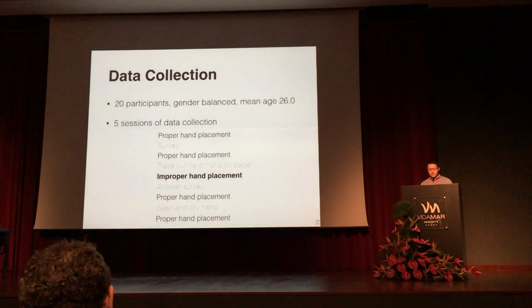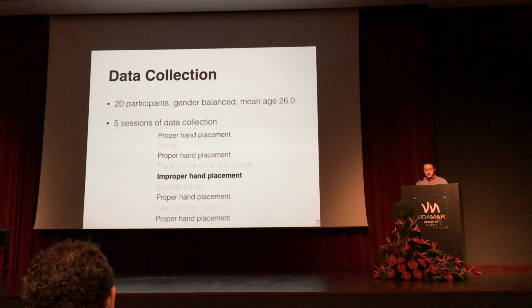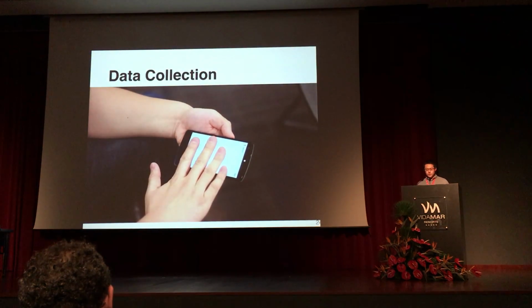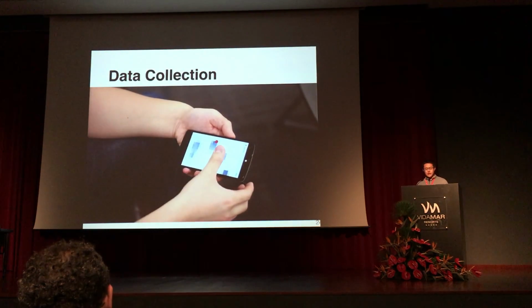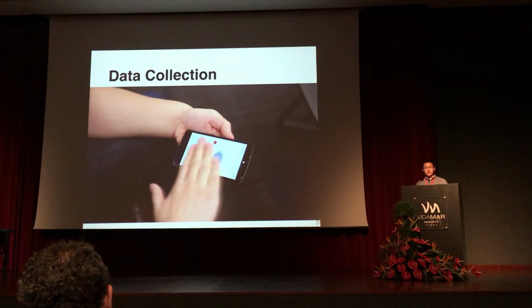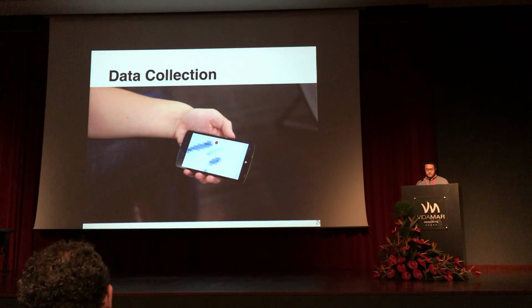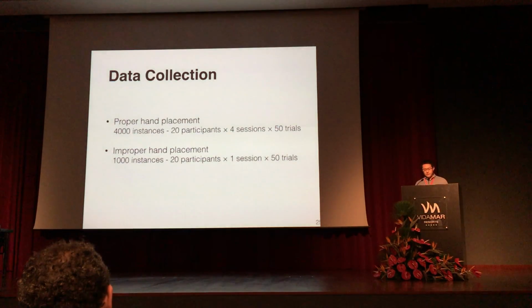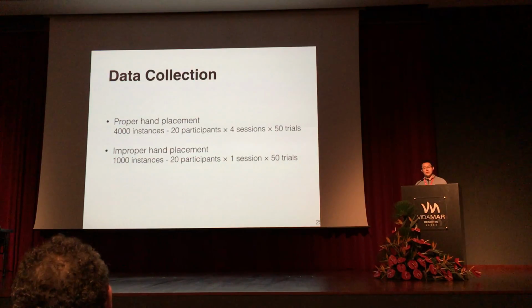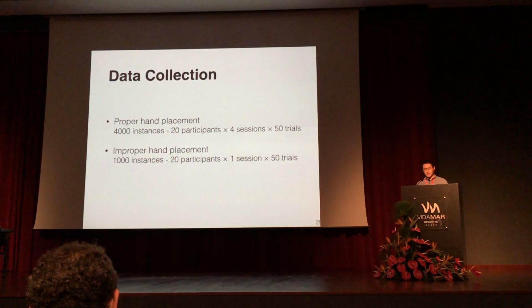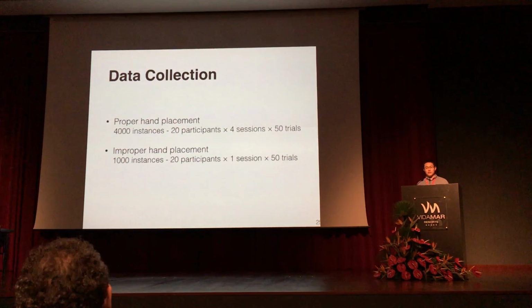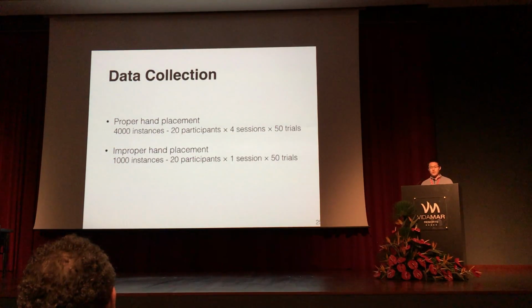One special session collected improper hand placement, which we used to train our correct hand placement classifier. In this session only, users were instructed to put their hands on the screen in a way that does not match the on-screen guide. In total, 4 sessions of proper hand placement data were collected, producing 4,000 correct handprint instances, and 1 session of improper hand placement data was collected, producing 1,000 instances.